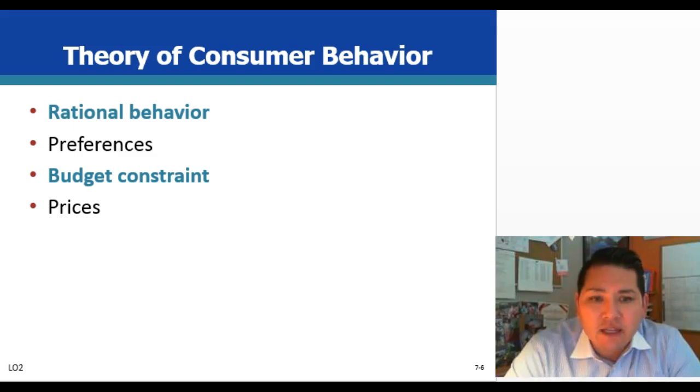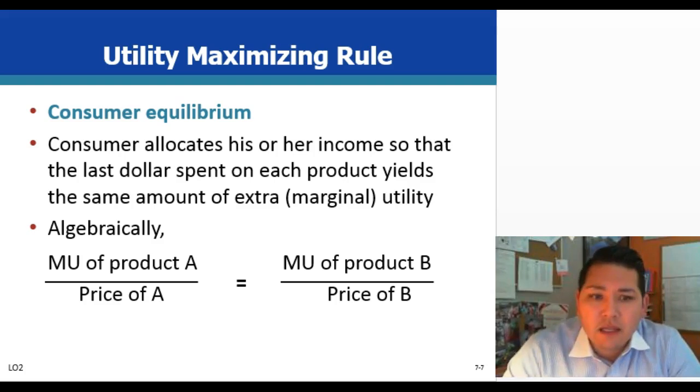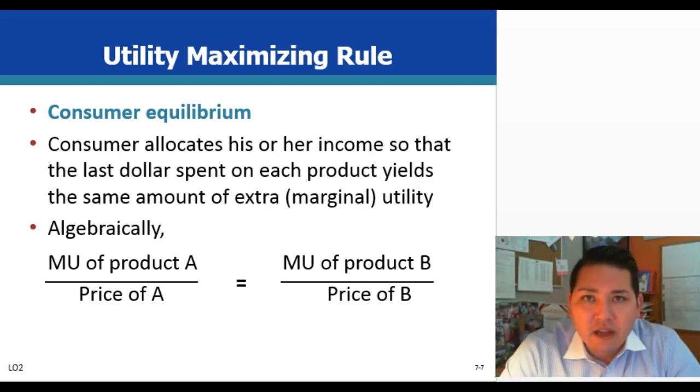Every good has a price, and prices are unaffected by amounts purchased by the consumer. Goods and services have prices and are scarce relative to the demand for them. And so the consumer, right, wants to reach equilibrium themselves, right?